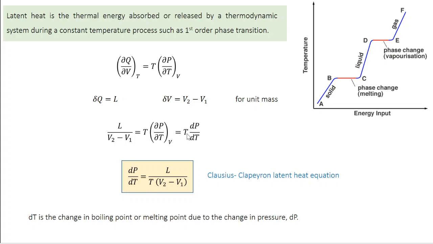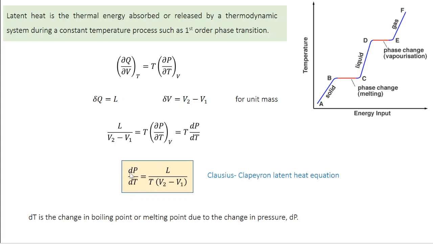Or when I take temperature to the left hand side, I get dP by dT equal to L divided by T into (V2 minus V1). This is known as the Clausius-Clapeyron latent heat equation. Now, what's the meaning of this equation?